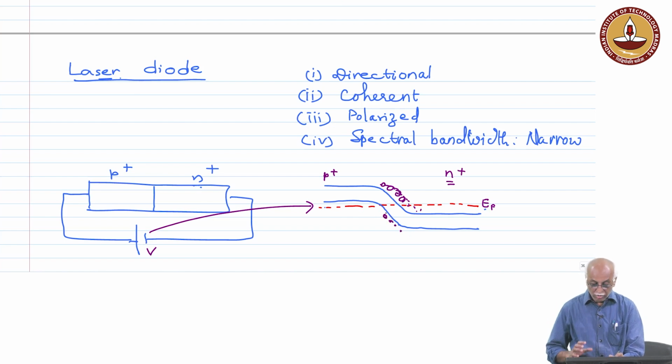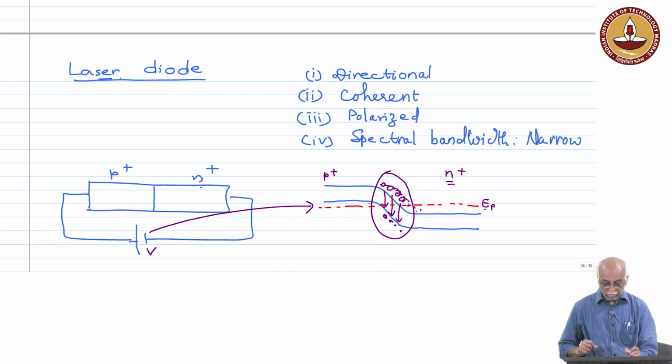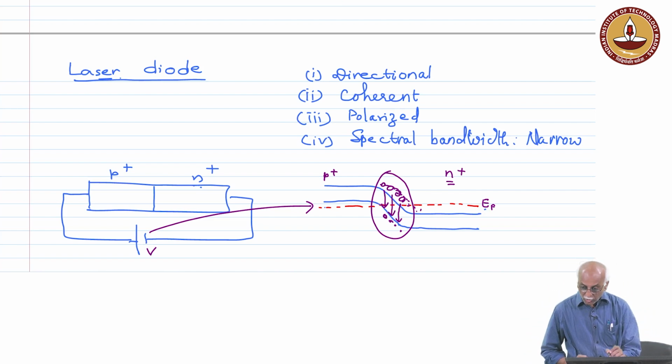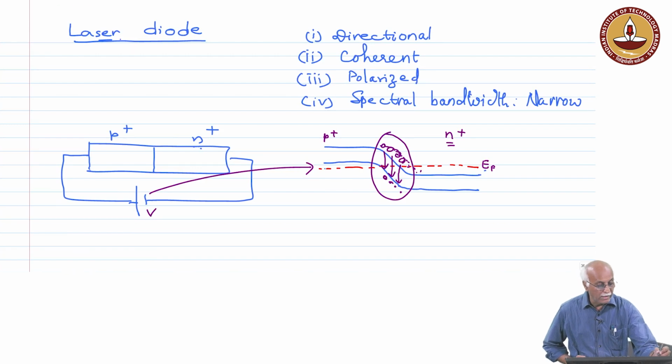So what happens is the gain over here is very large, in terms of the combination of this electron hole pair, it increases tremendously. Now, not only the gain, but there is one more aspect which makes this laser diode different from an LED.